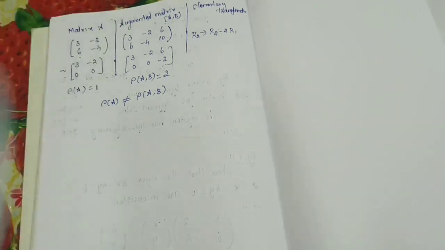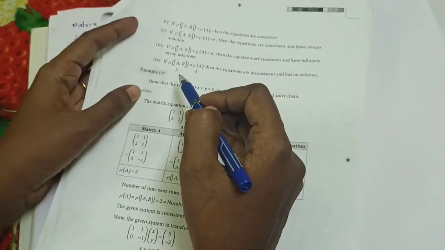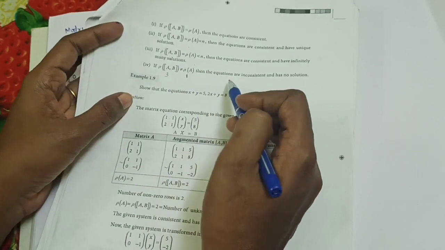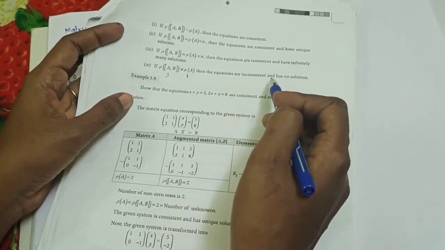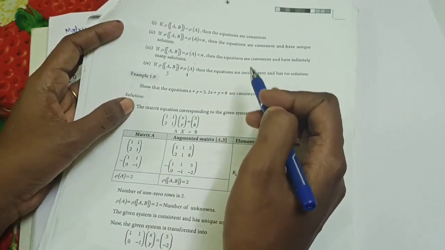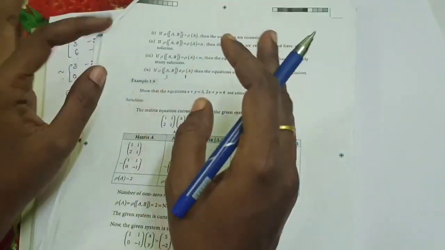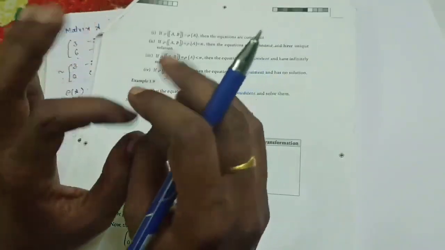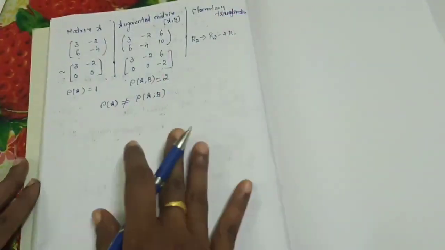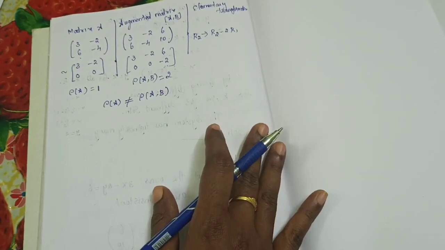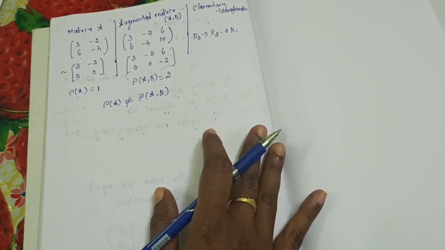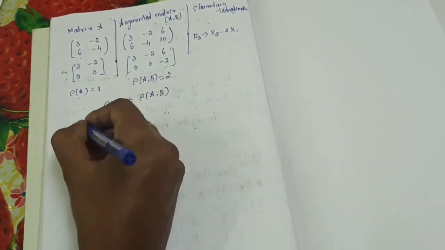So what's the rule? We have learned already. Rank of A comma B is not equal to rank of A means what will we conclude? The equations are inconsistent and there is no solution. We can't find any solution. So this particular system of equations has no solution. From here we are going to stop that. That's all.